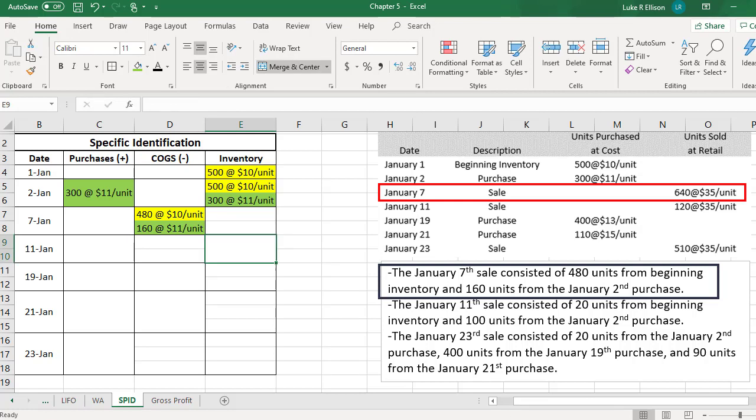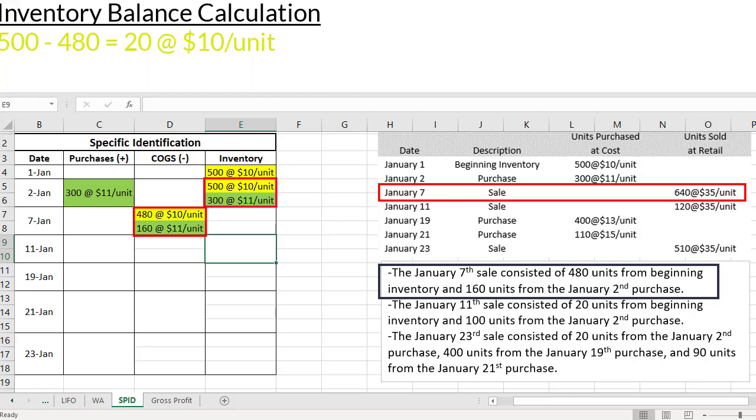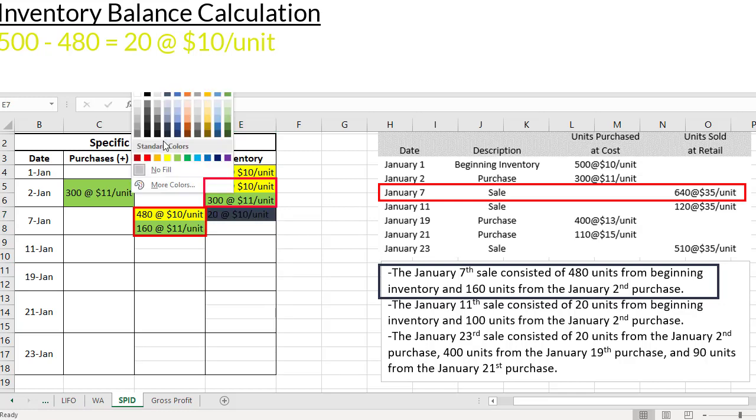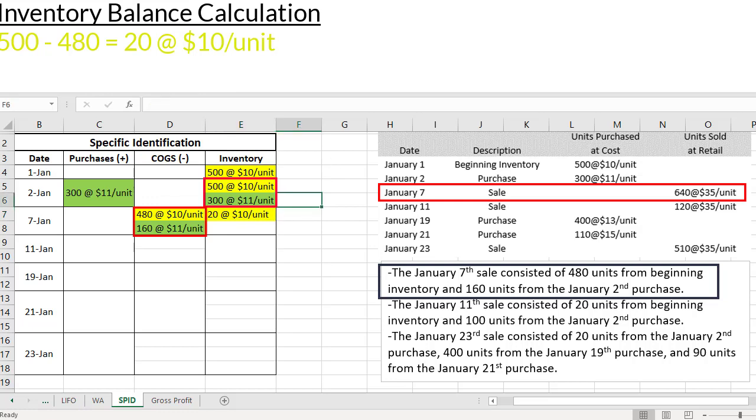Now we need to calculate the January 7th inventory balance. Since cost of goods sold is a minus, we take our previous inventory and subtract anything that we sold, one layer at a time. So that's 500 yellow units at $10 each, minus 480 yellow units sold equals 20 yellow units remaining. As for the green units, we can take the 300 from our previous inventory and subtract the 160 sold to get 140 units remaining.